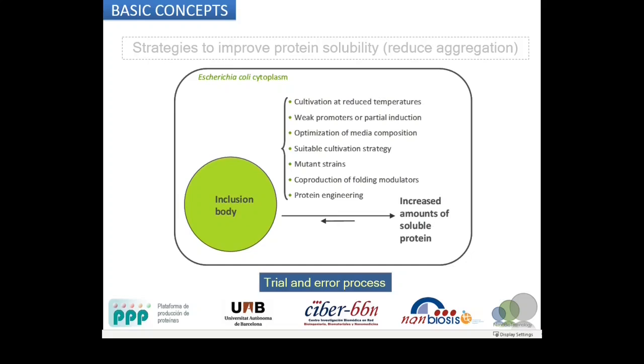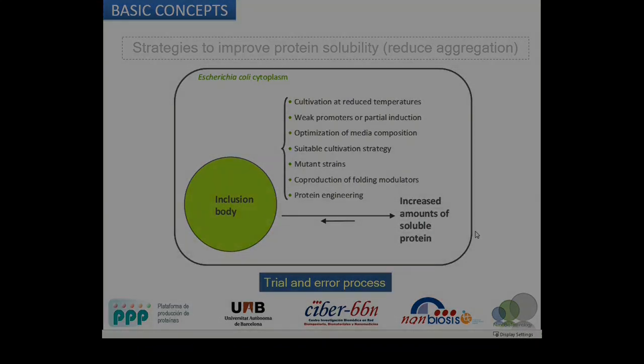However, if none of the conditions that have been taken into consideration give a good result, the last option would be to redesign the recombinant gene. All these procedures lead to the transition from the inclusion body to the soluble cell fraction of the cell.